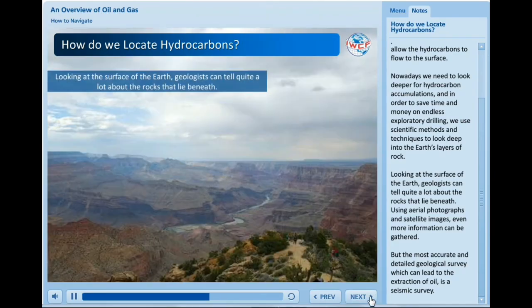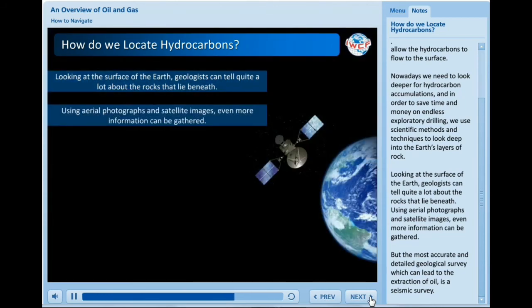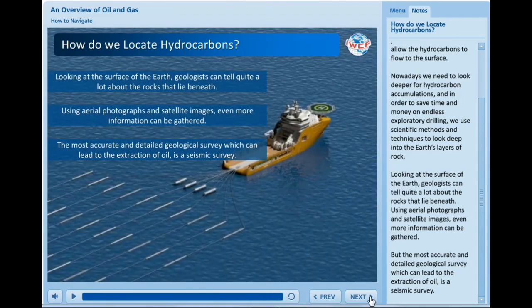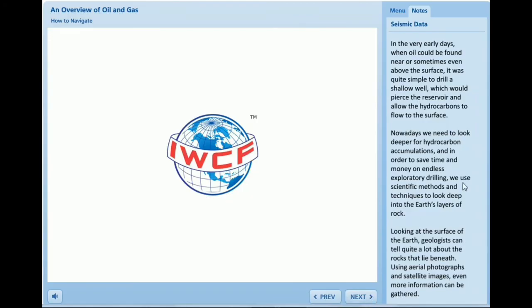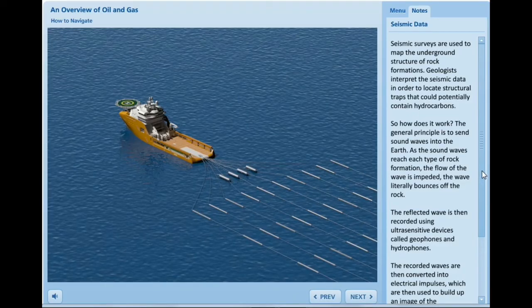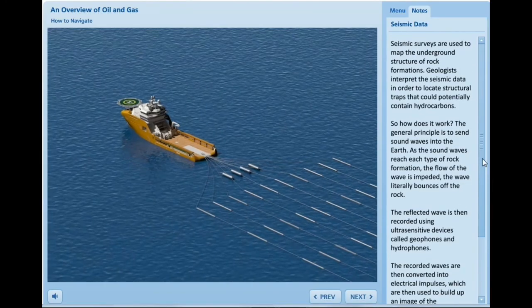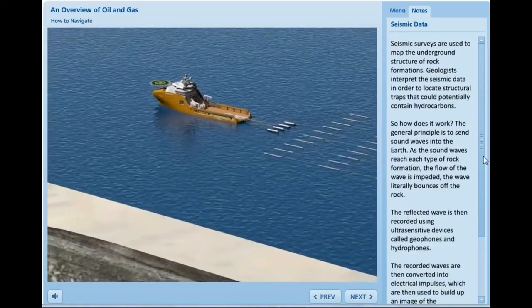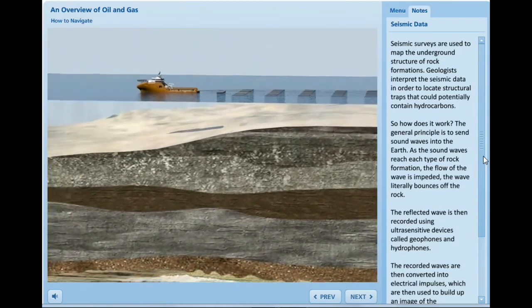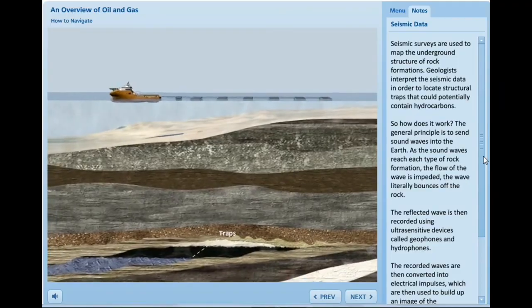Looking at the surface of the Earth, geologists can tell quite a lot about the rocks that lie beneath. Using aerial photographs and satellite images, even more information can be gathered. But the most accurate and detailed geological survey which can lead to the extraction of oil is a seismic survey. Seismic surveys are used to map the underground structure of rock formations. Geologists interpret the seismic data in order to locate structural traps that could potentially contain hydrocarbons.